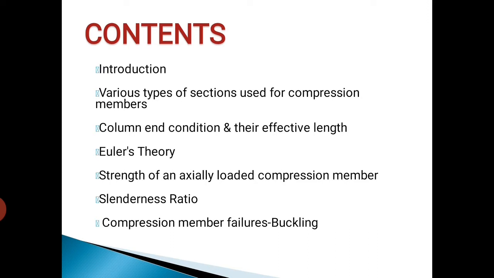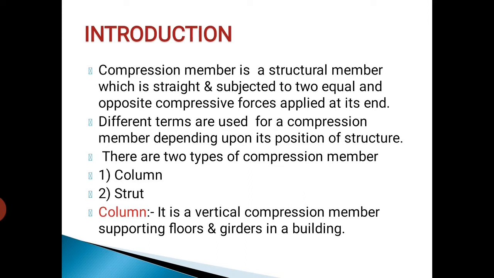So first of all, we will see the content of this chapter. Introduction, various types of sections used for compression members, column end condition and their effective length, Euler's theory, strength of an axially loaded compression member, slenderness ratio, and lastly compression member failures, means buckling. Okay, first of all we will see introduction.